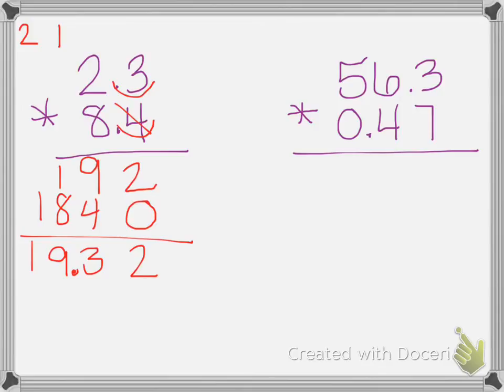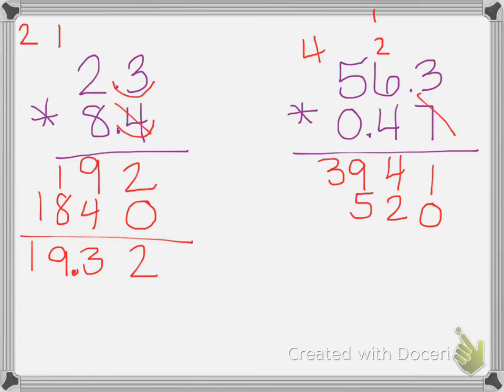For the next one, 7 times 3 is 21, carry the 2. 7 times 6 is 42, plus 2 is 44. 7 times 5 is 35, plus 4 is 39. Moving on to the tens, add my 0. 4 times 3 is 12, carry the 1. 4 times 6 is 24, plus 1 is 25. 4 times 5 is 20 plus 2 is 22.